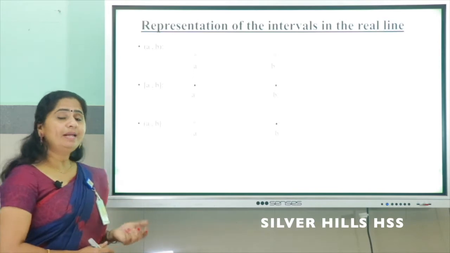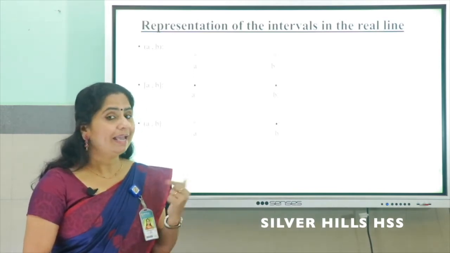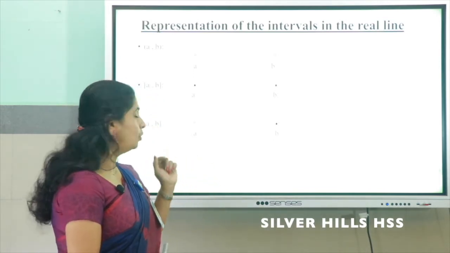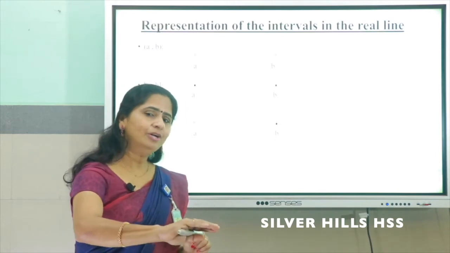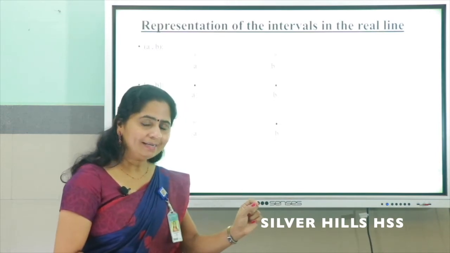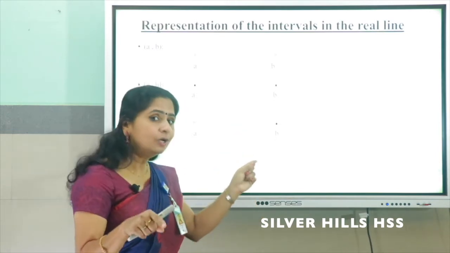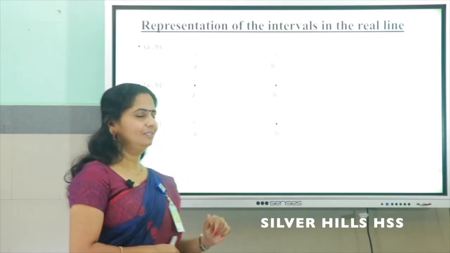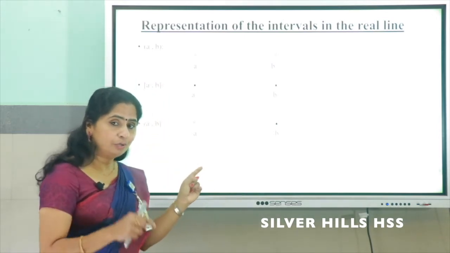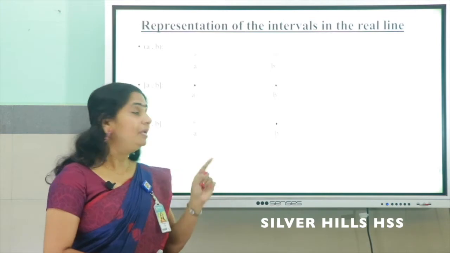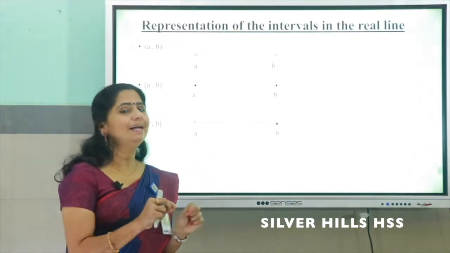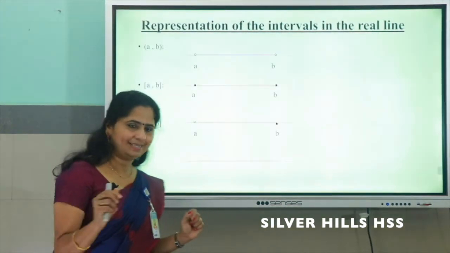Next is open A closed B, which means A is not included. So, you put an open circle. All the other points are included. So, you draw a line and B is included, so you darken the circle. A is not included, so you put an open circle. B is included, so you darken the circle, and the rest of the points x can take.